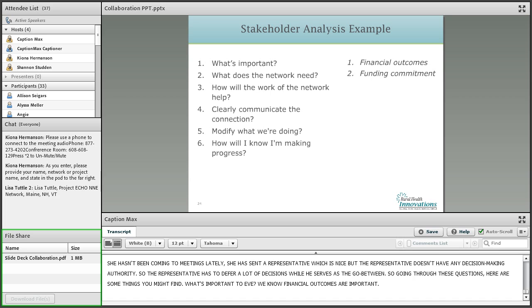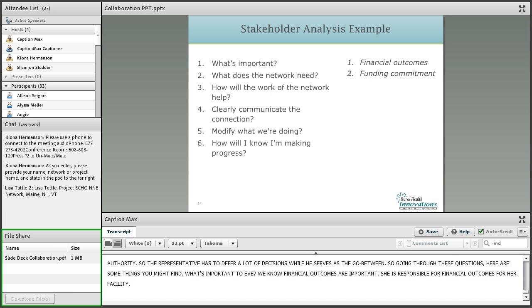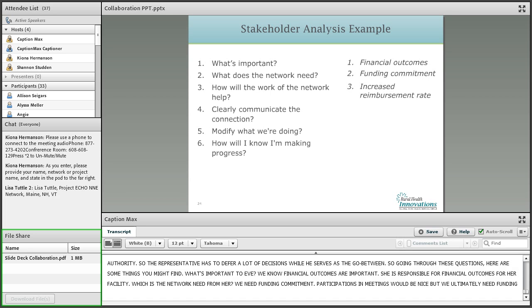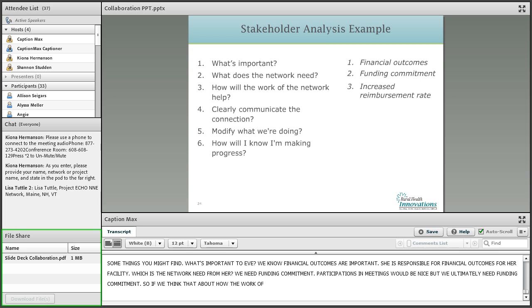So you decide what makes sense in your situation. But regardless of what you want to choose as far as getting other people involved, here are some of the questions that you could ask. So number one, what's important to this stakeholder? In our case, we're talking about Eve. So what's important to Eve? What does the network need from her? How will the work of the network help her with what's important to her?